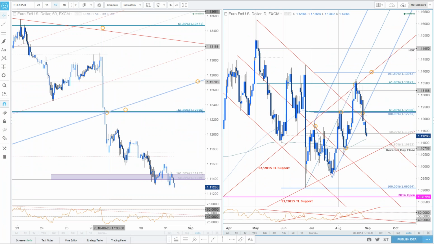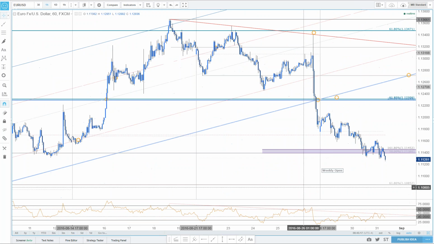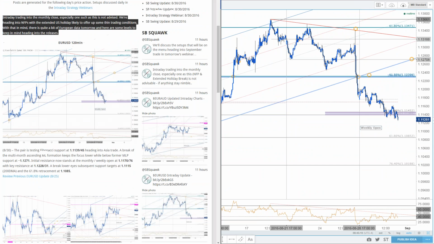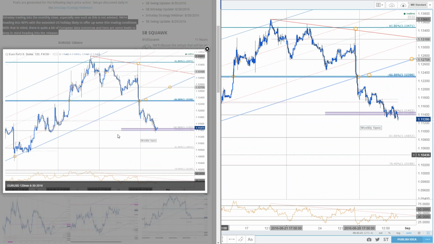And here's what we looked like last night. So we were coming right into this initial support structure, just a Fibonacci confluence at 111.39, 111.45. You had a 1.618 extension off the high, 50% retracement off the low, and we wanted to keep our focus lower while below the monthly and weekly opens, which are right here, 111.69 basically into 111.76. So you got a nice little range here of resistance. You want to stay focused below.